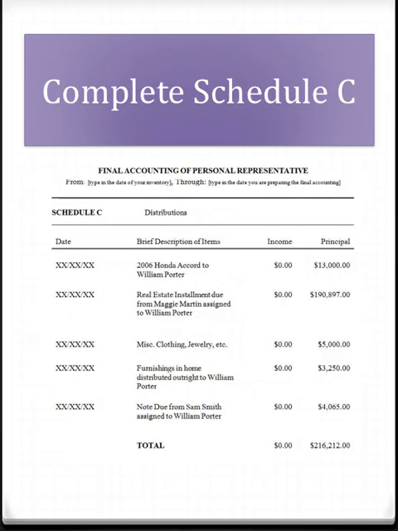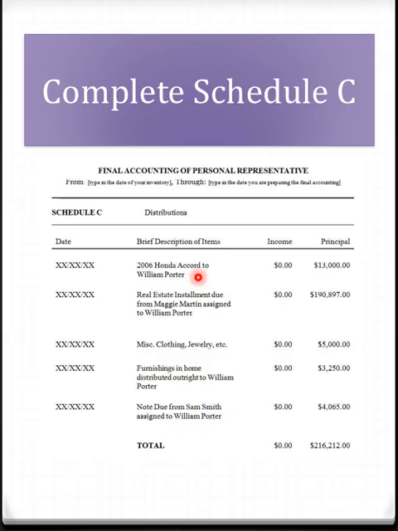So if you look again at the distributions on the distribution sheet, you will see that the Honda Accord was given, assigned, or transferred in title to Mr. Porter. Mr. Porter is the sole beneficiary of this estate, correct? And as a result, he's going to get everything.